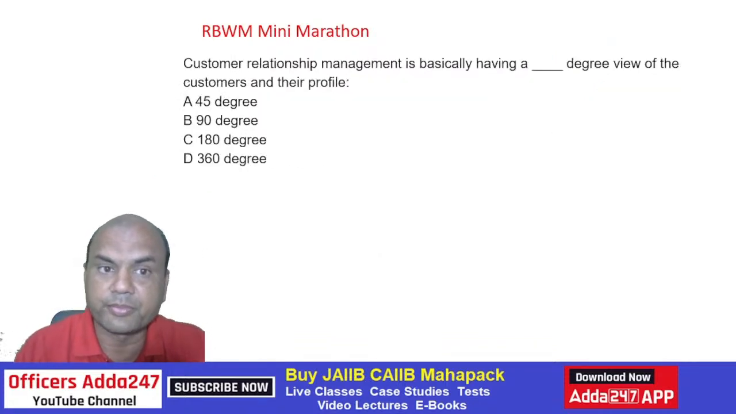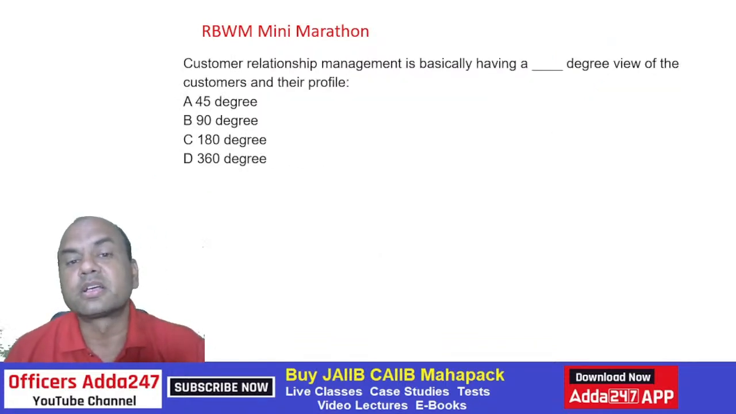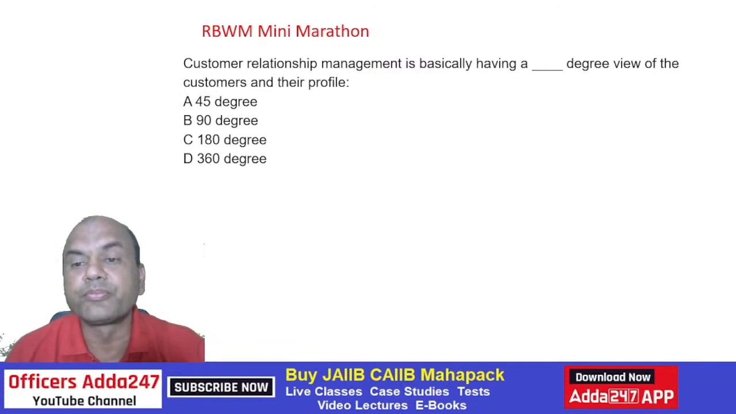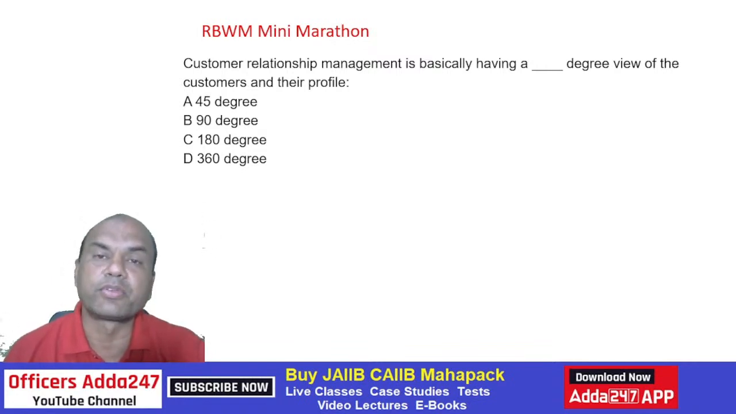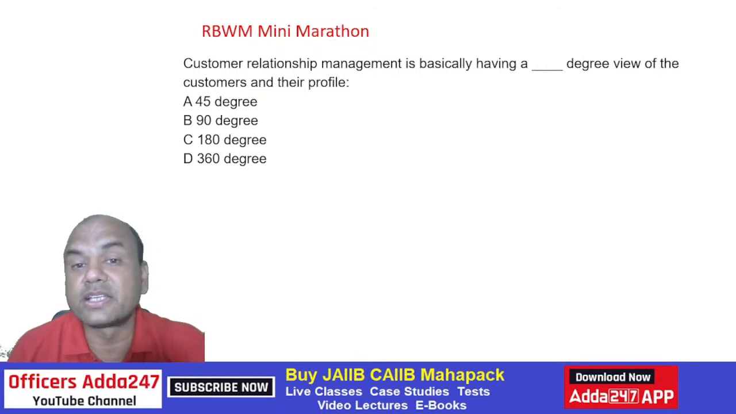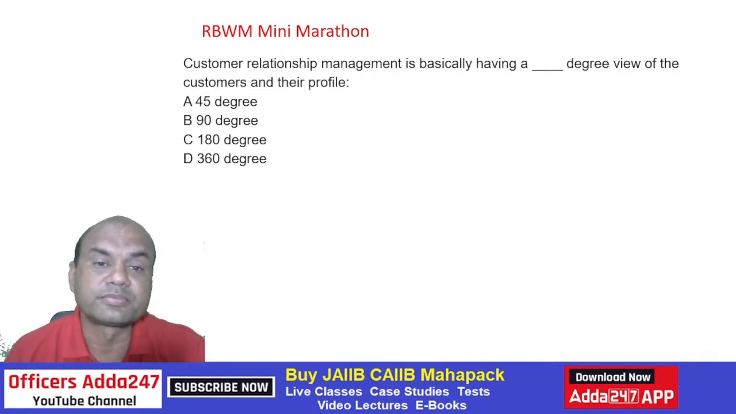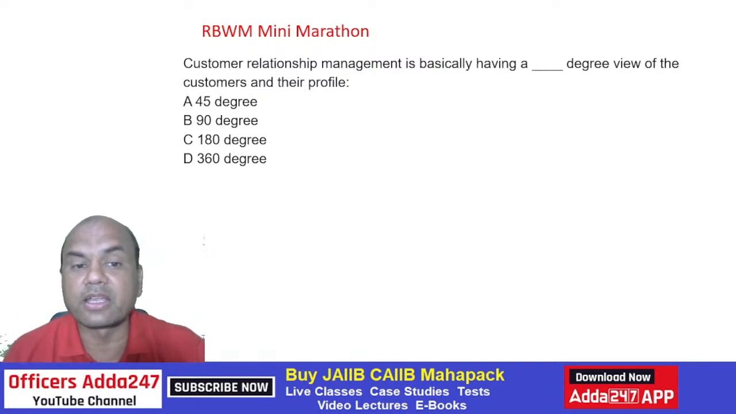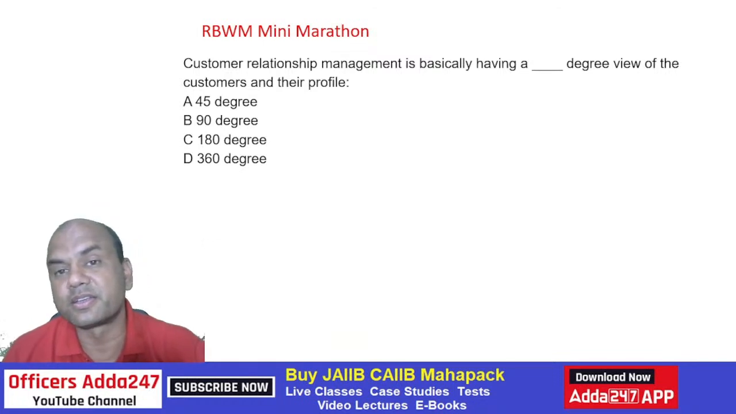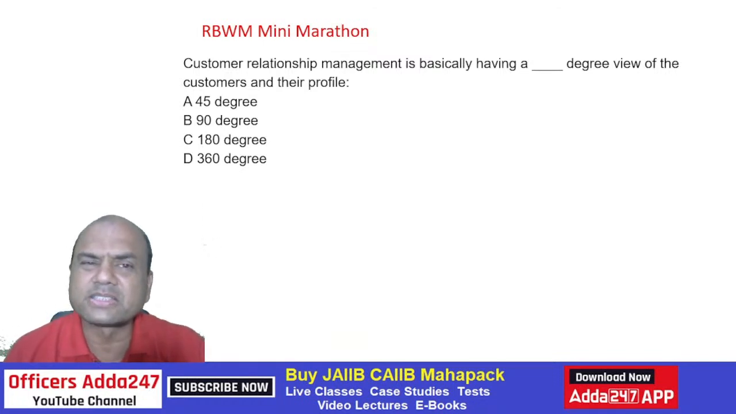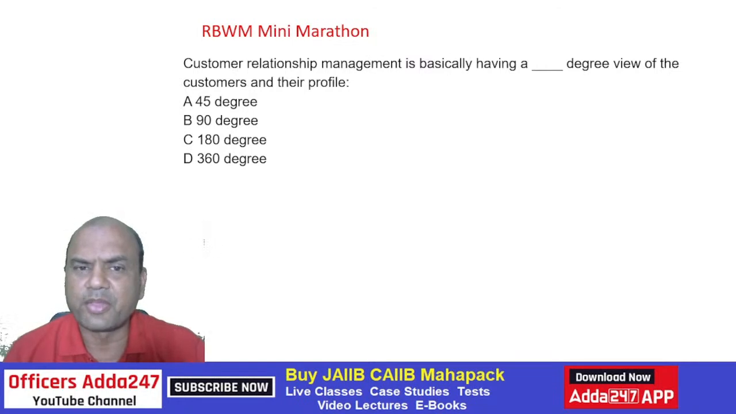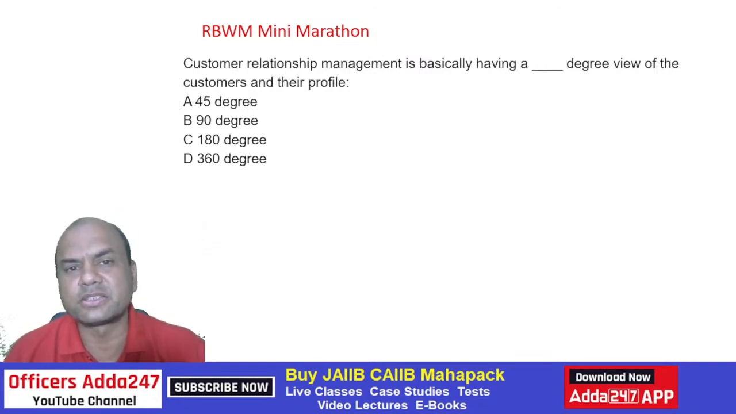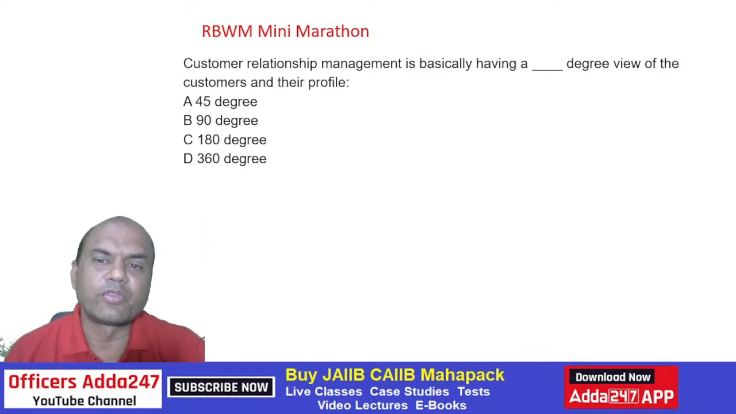Next one. Customer relationship management is basically having a dash degree view of the customers and a profile. So what degree view does the customer CRM have? It has dash degree view. What do you think? 45 degree, 90 degree, 180 degree, 360 degree. What do you mean by all these degrees? First, let me get the answer from you guys. Then I'll answer.